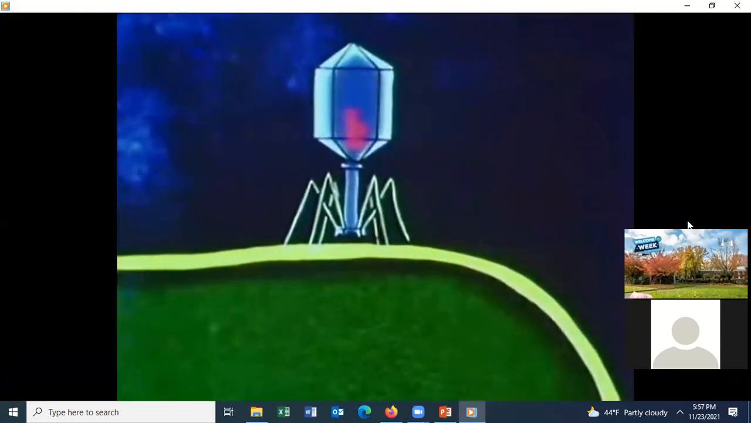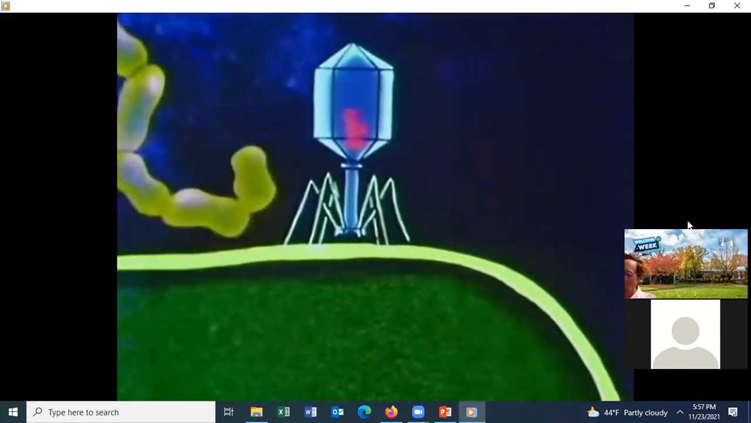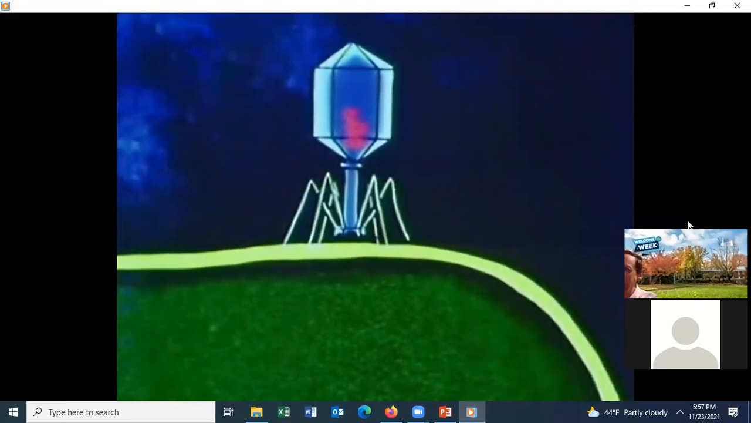The phage begins its assault by attaching itself to the cell wall of the bacteria. This attachment is very specific, and each type of phage can only attach to a certain type of bacteria. Next, the phage breaks down the cell wall, and the nucleic acid from this capsule is injected through the hollow tail into the cell.